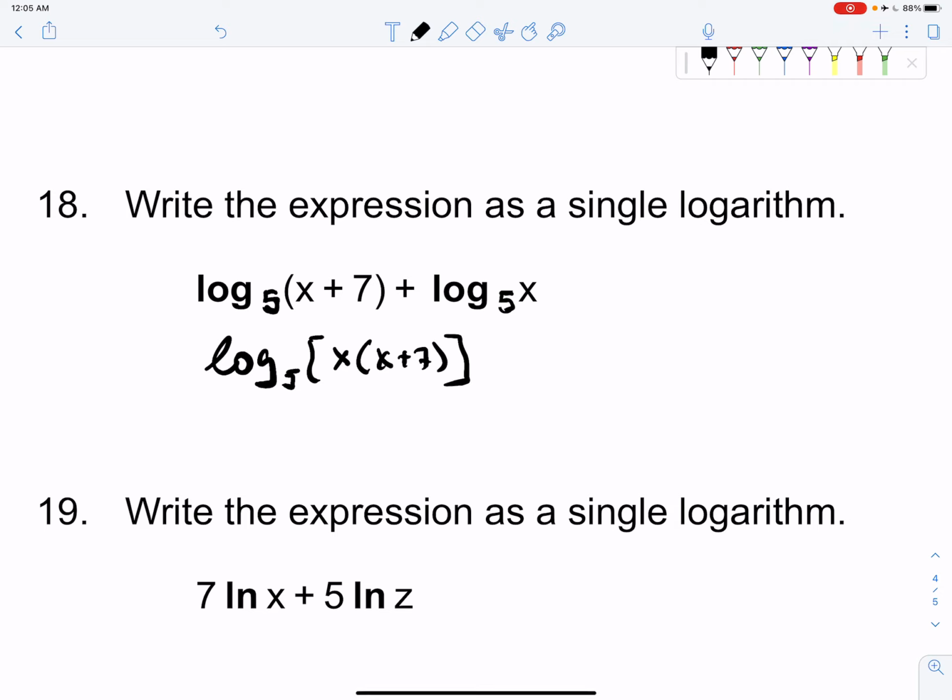I meant to put these in my MyMathLab just to see if they had an issue. I really think leaving it like this is just fine. Write the expression as a single log. Well, this is written as a single log. If they don't like that, you may want to distribute that x and write it as x squared plus 7x, but I would be okay with just leaving it. I meant to check that.